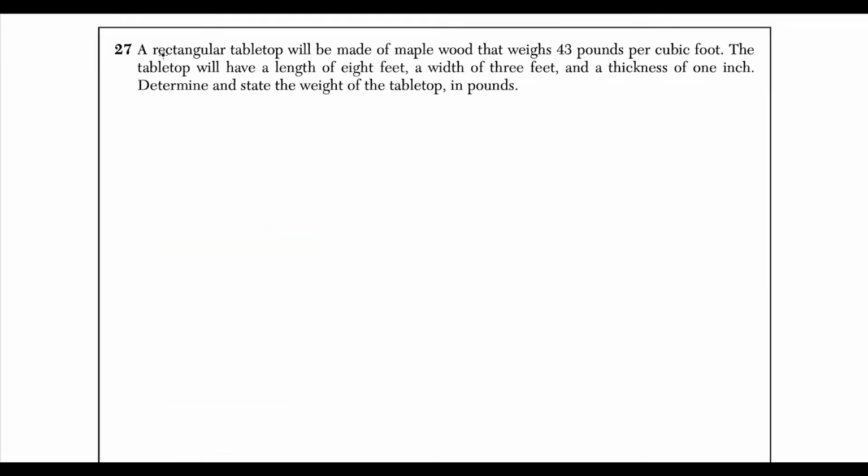So question 27, we have a rectangular tabletop, and we're told the density of this thing is 43 pounds per cubic foot. The next thing we're told is that the length is 8 feet. So we'll just extract that information. The width is 3 feet. And then we have the height is 1 inch.